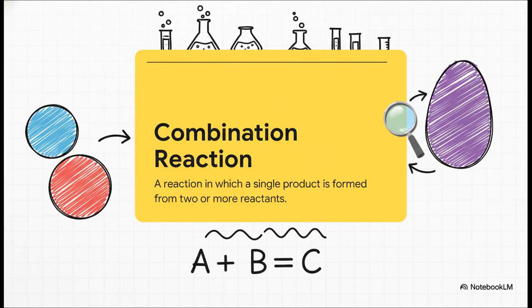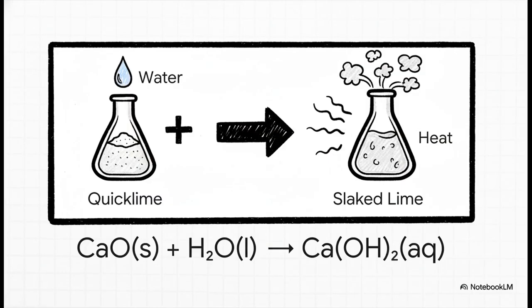The first type is the easiest one to spot. It's called a combination reaction. The name says it all. Two or more reactants combine to form just one single product. So if you see an equation that looks like A plus B gives you C, you know it's a combination reaction.